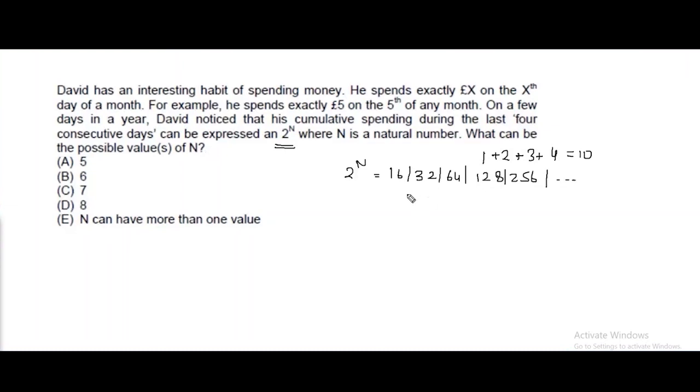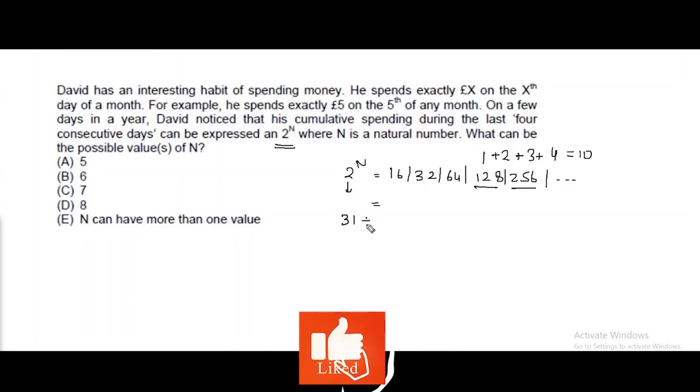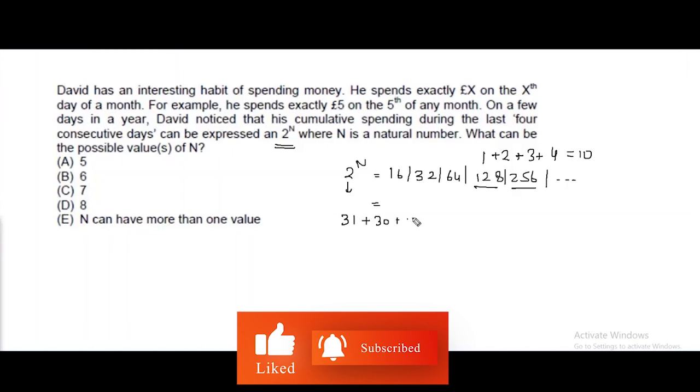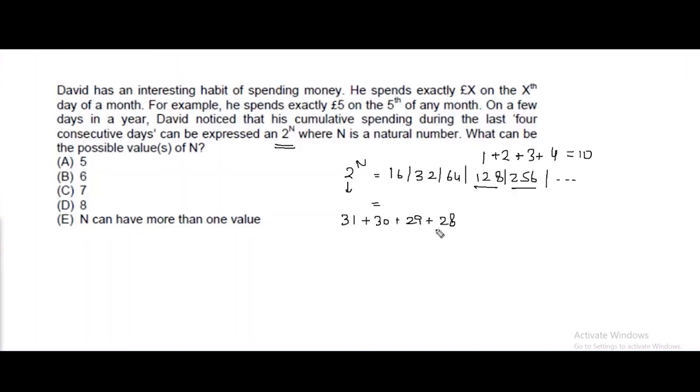Now this is not possible because in a month, the maximum date can be 31. So the maximum sum of 4 days can be only this. So this cannot be equal to 128. This has to be less than 128. So this sum and this sum are not possible. So we need to just check for these 4 numbers.